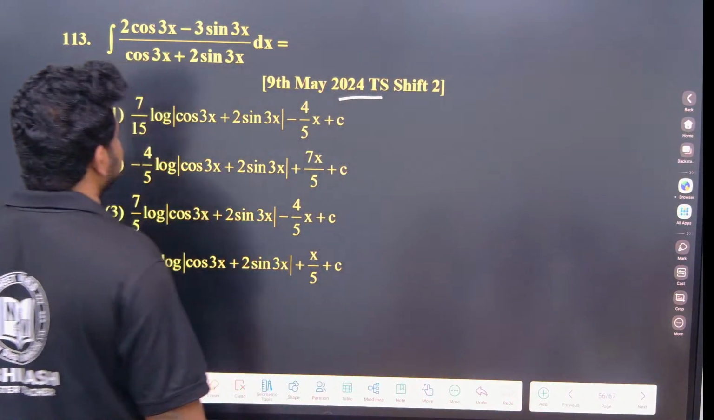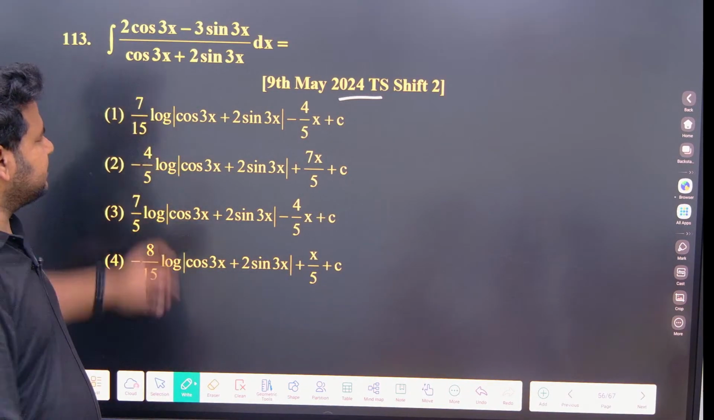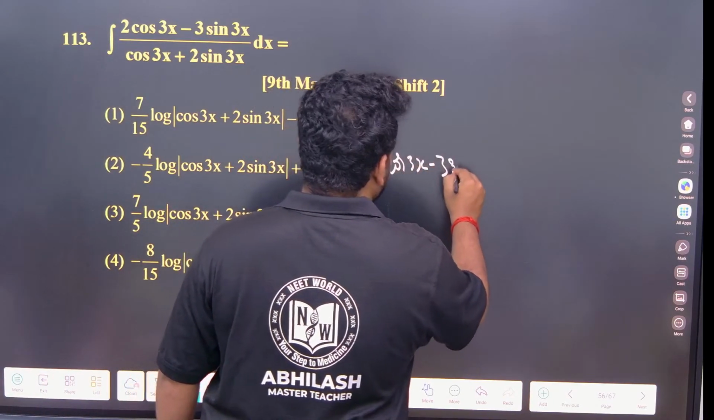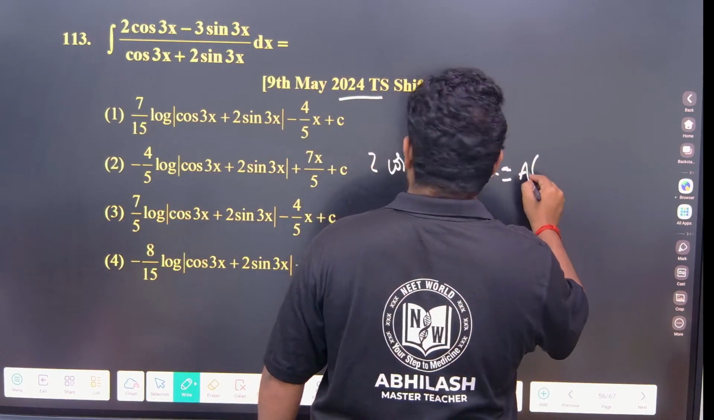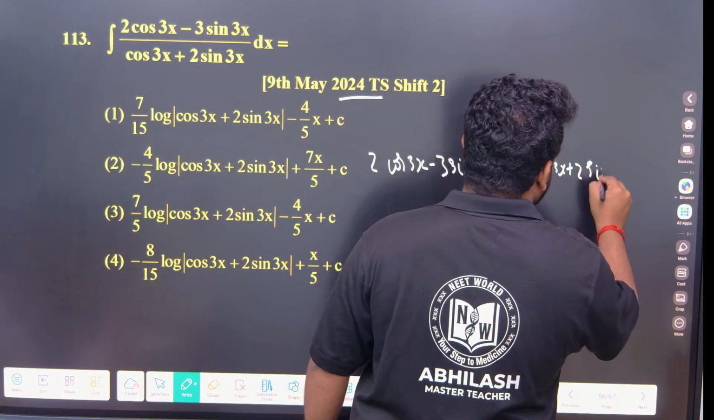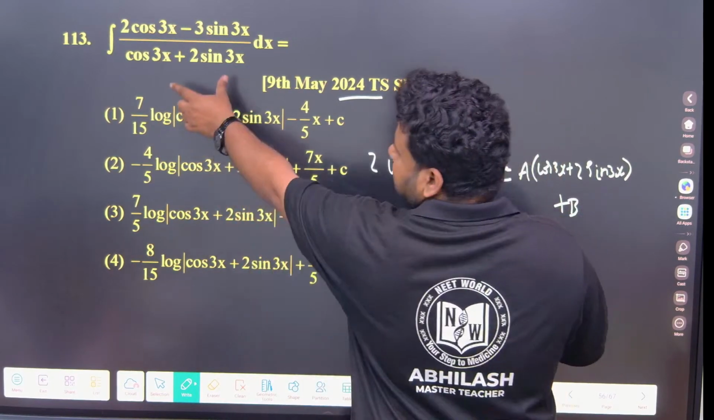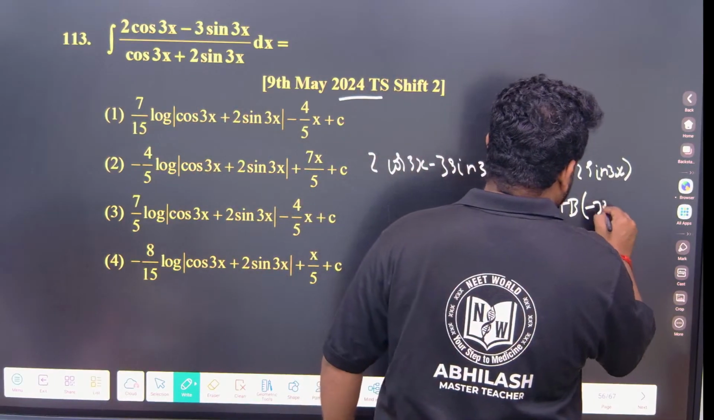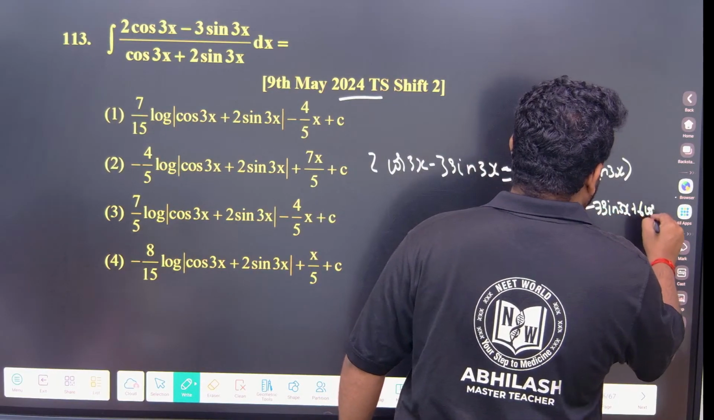Integral of 2 cos 3x minus 3 sin 3x by cos 3x plus 2 sin 3x. So what we can take, the numerator is equal to, numerator is what here? 2 cos 3x minus 3 sin 3x is equal to a into denominator. A into denominator is cos 3x plus 2 sin 3x, plus b into the derivative of the denominator. Derivative of denominator is minus 3 sin 3x plus 6 cos 3x.